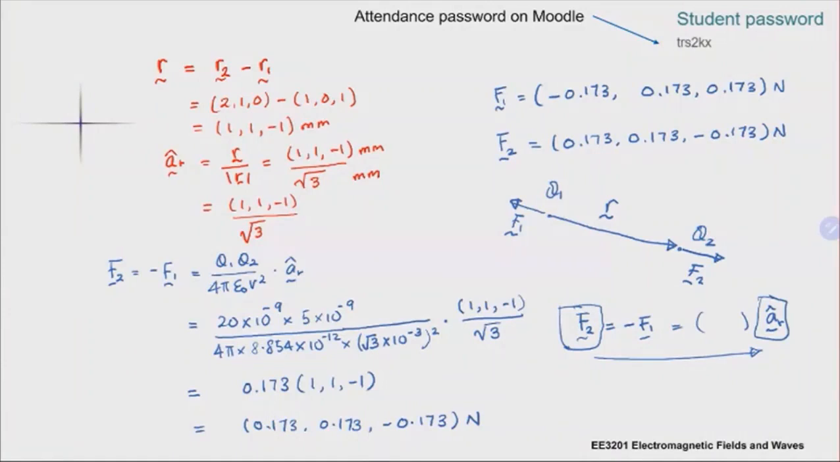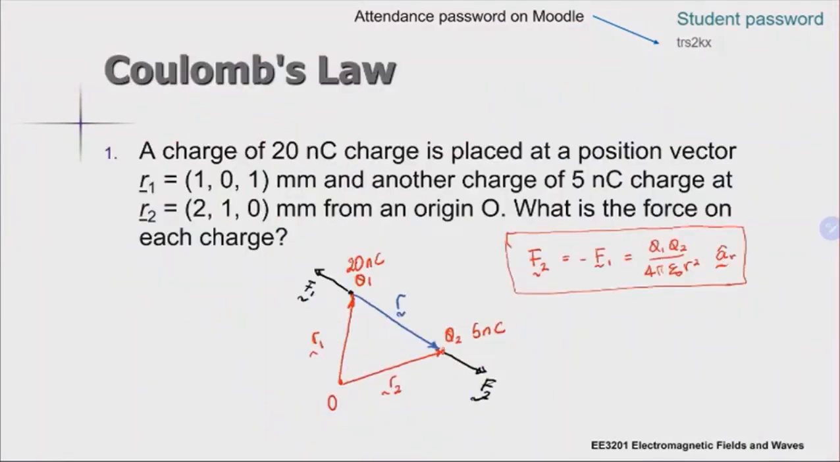Sir? Yes. What will be in the bracket? So the bracket will be that equation, which is Q1 Q2 over 4 pi epsilon naught R squared. Thank you, sir. Which is our formula here. Okay, so F2 and aR is in the same direction. F1 is in the opposite direction.